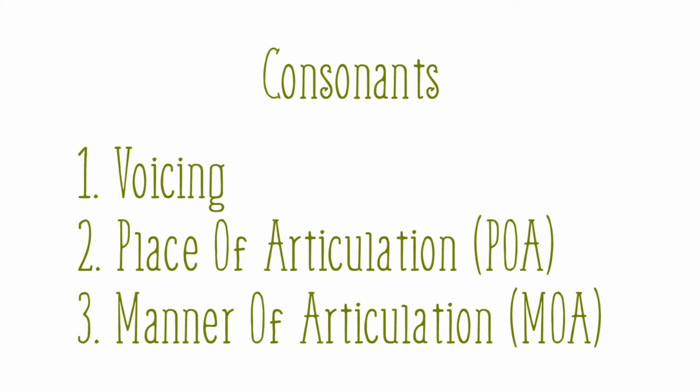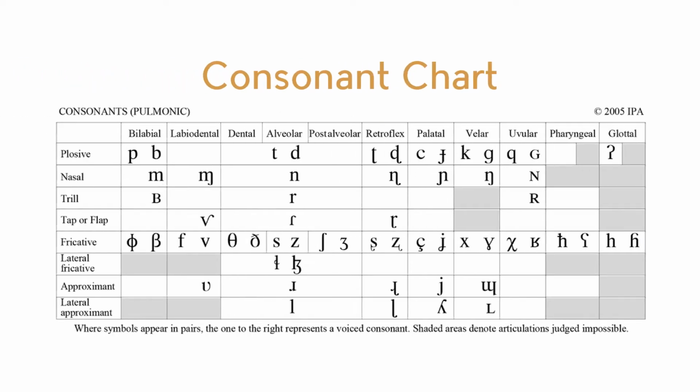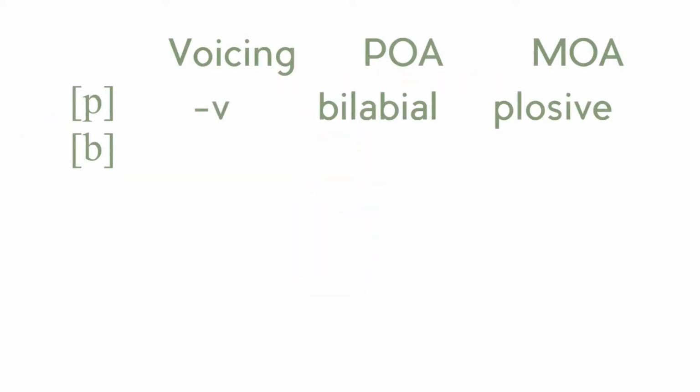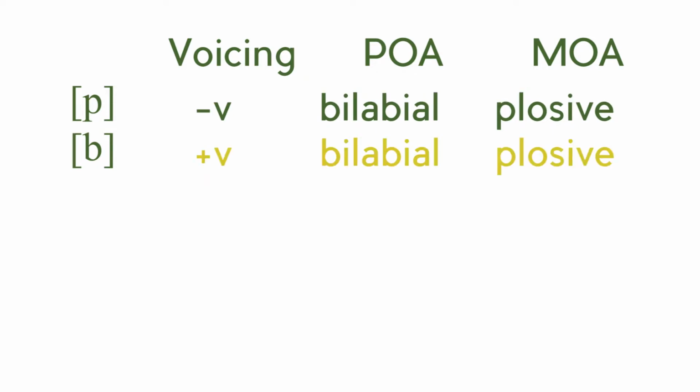So what I'm going to do today is give some examples of the way we identify these. For example, pa, ba. Of course, there's an order to the way we start: always from the top left to the right. For example, pa and ba. Pa is minus V, voiceless, bilabial, plosive. Place of articulation is bilabial, manner of articulation is plosive. Ba, the voiced bilabial plosive.